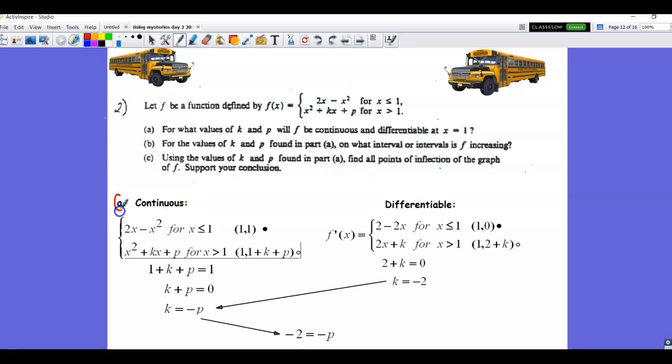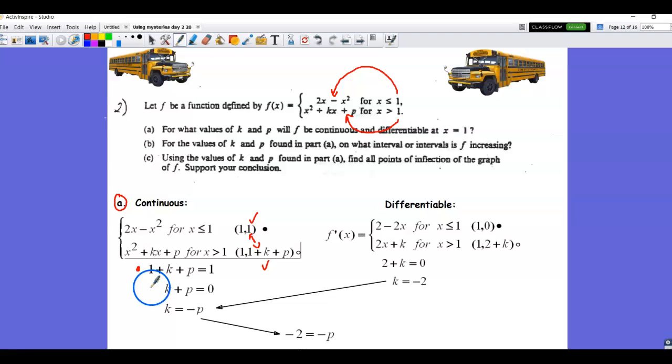So for continuity, we know from our past that we're going to take what I call a breaking value, and substitute 1 in place of x in each of the functions. So in the first piece, I get an output, a y value of 1, and in the second piece, I get a y value of 1 plus k plus p. For continuity, these 2 y values must equal each other, so that's what I'm doing right here, setting the 2 y values equal to each other.